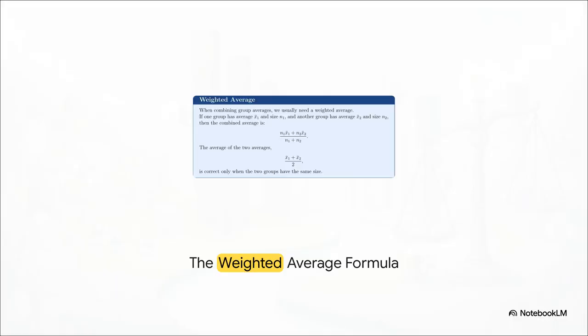And that's exactly where this formula comes in. To combine group averages the right way, you have to use a weighted average that respects how big each group actually is. You basically multiply each group's average by its size, add those up, and divide by the total number of students. You can only average two averages directly if the groups are the exact same size. Otherwise, the simple math just falls apart.